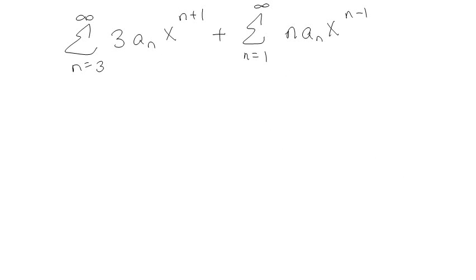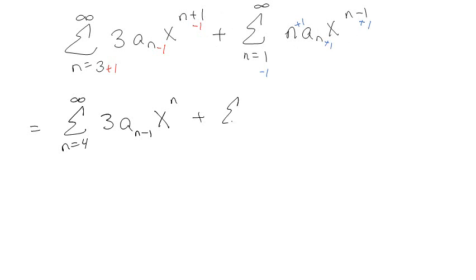So to make all of these have the x to the n power, I have to subtract one here, which means I have to subtract one here and add one here. So I've got n equals 4 to infinity, 3 a sub n minus 1, x to the n. And for this guy, I have to add 1, add 1, add 1, and subtract 1. So I have n equals 0 to infinity, n plus 1, a sub n plus 1, x to the n. So now I need to figure this out. To make the other thing equal to the 4, that means I need to go to the 0, the 1, the 2, and the 3.